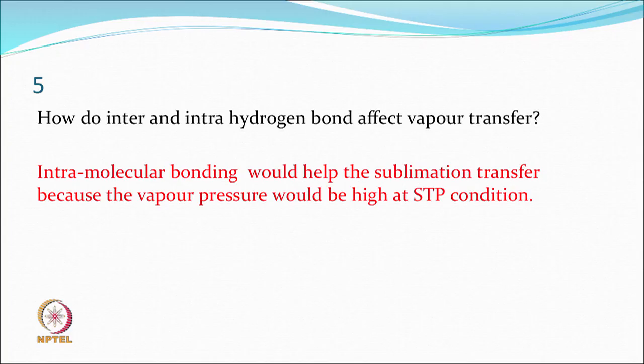So, intramolecular bonding, if it is more, it will help in sublimation transfer, because the molecules will be able to separate out from the solid and get into the vapor phase, and under the standard temperature and pressure conditions, you can expect high vapor pressure. So, we would expect high vapor pressure would mean a relatively higher rate of diffusion also at the temperatures that we are talking about.